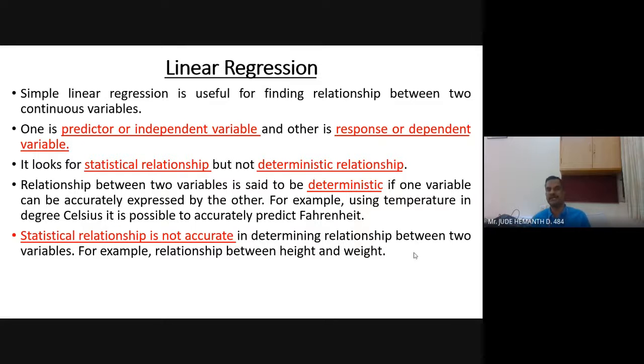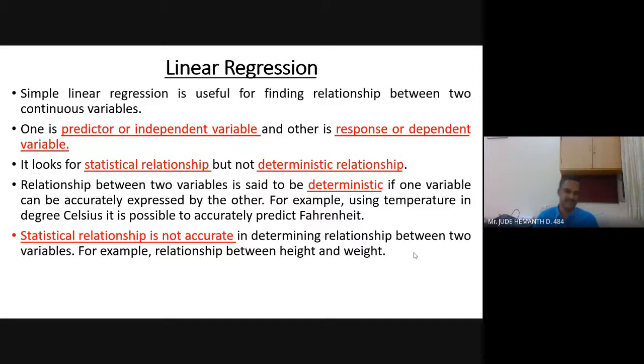So when you look at linear regression, we say that it is always looking for a statistical relationship. That means it is not going to be highly accurate. Why do I say that? When we train the model, when the line is trying to touch all the blue circles, rarely is it going to touch all the blue circles. Definitely there will be some difference between the data.